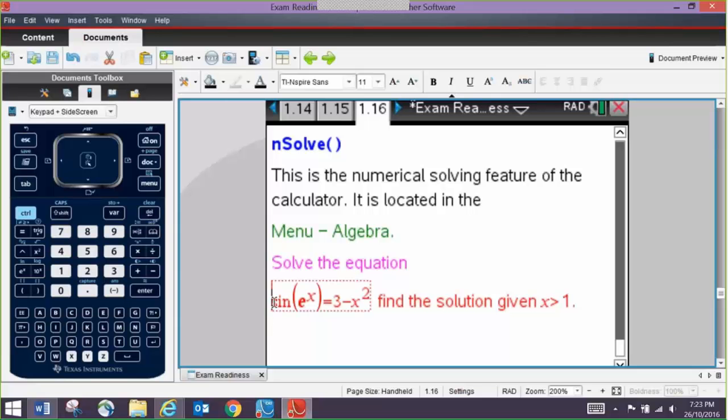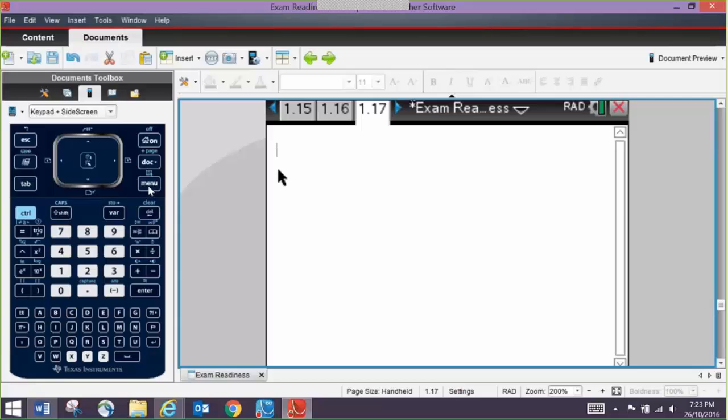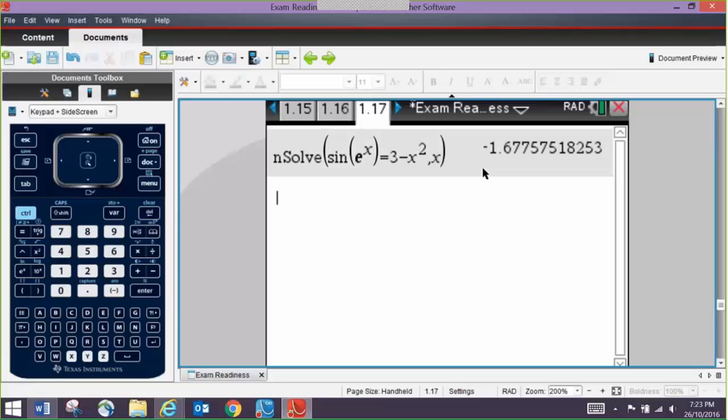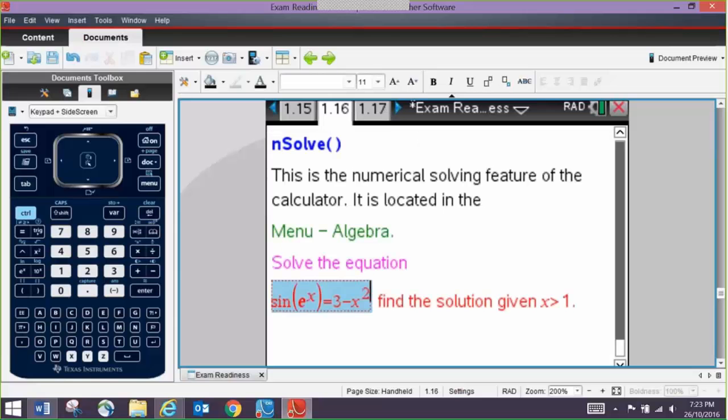So I'm just going to copy this, ready to go on to the next page. So menu, algebra, msolve, and I'm just going to copy that in, comma x. So I'm solving sine of e to the x equals 3 minus x squared, and I get an answer of negative 1.677, etc. But specifically the exam question might have had a domain where that wasn't an appropriate answer.